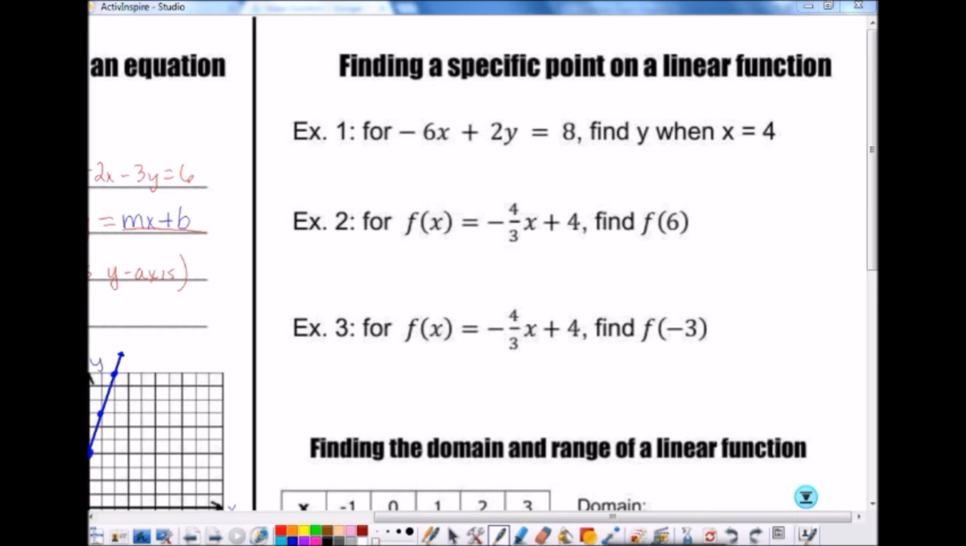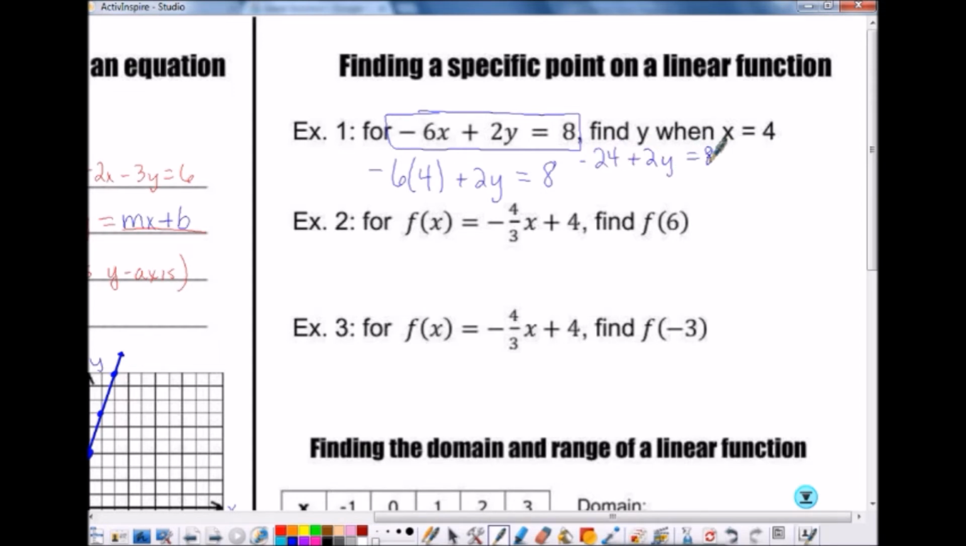Let's look at example 1. Here I have my equation negative 6x plus 2y equals 8. I want to find y when x equals 4. So that means I want to find the exact value. So I'm going to replace the letter x with the number 4 and then use my Algebra 1 skills to figure out what y is. So I now know negative 6 times 4 is negative 24 plus 2y equals 8.